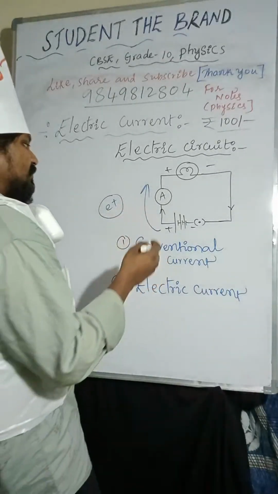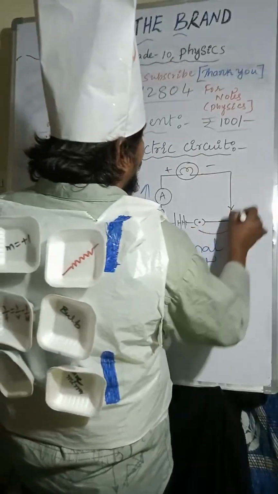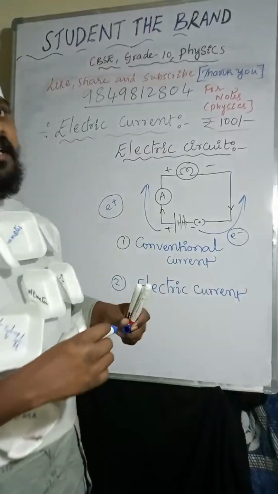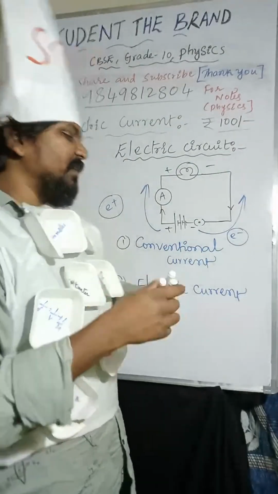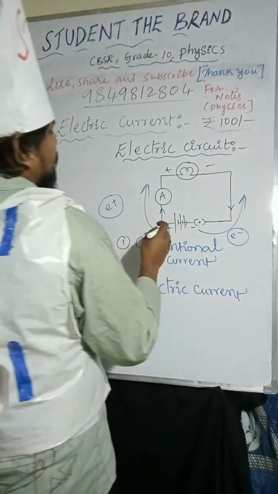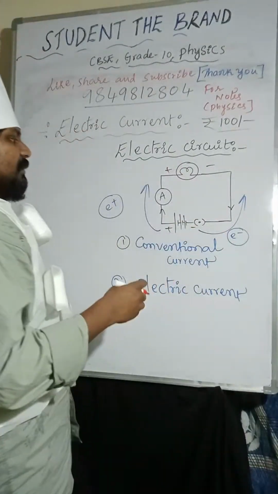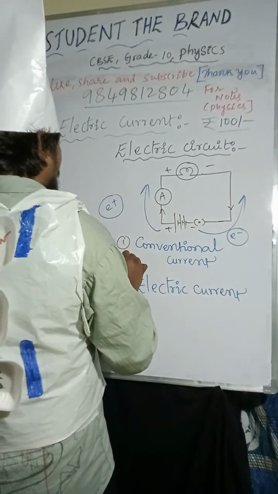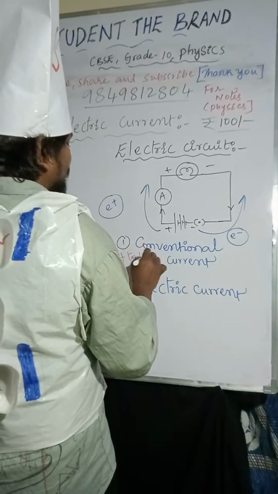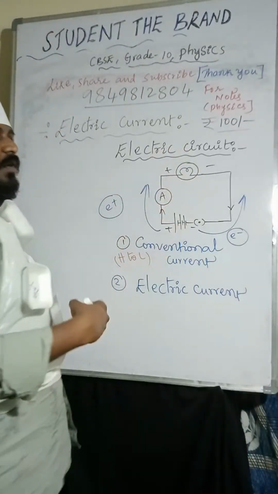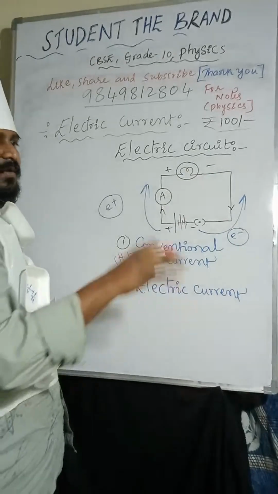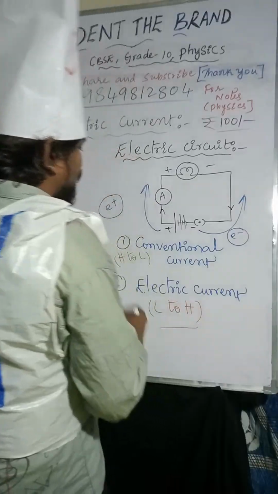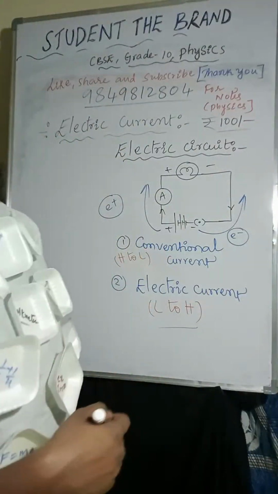Positive charges will move from high potential to low potential, whereas electrons will move from low potential to high potential. Positive charges move from the positive terminal to the negative terminal, whereas electrons move from the negative terminal to the positive terminal. So that is about conventional current and electric current.